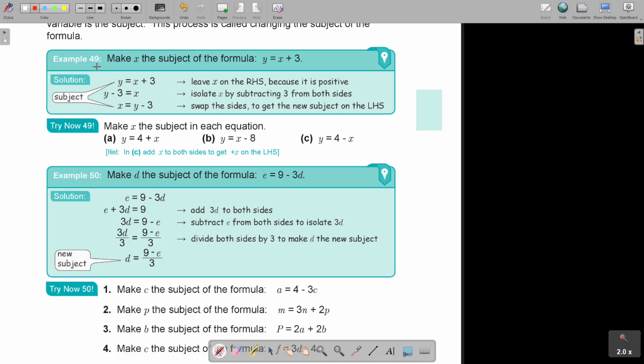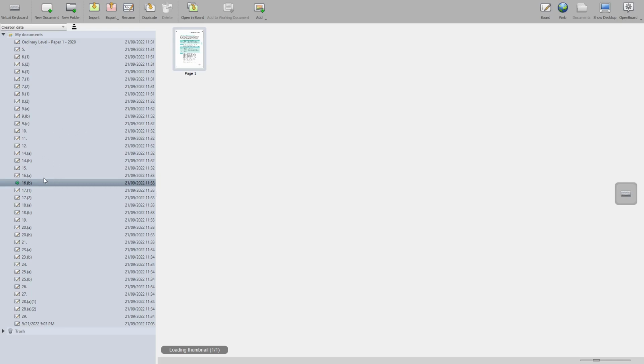Make x the subject. So you isolate x. You keep x and you take the 3 over and then you just swap the sides. Here I say make d the subject. What I usually tell learners is, as soon as you see it's negative, then take it to the other side. So I take this one to the other side so that it becomes positive. Okay, there's the 9. Then I take the e over and it becomes negative. And then I divide by 3, and I have the answer. The one in the question paper is very simple, but I think it's a multiplication.